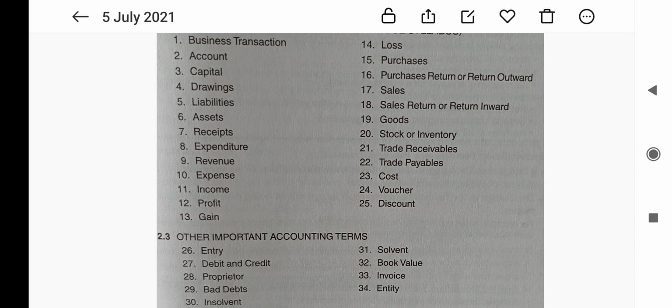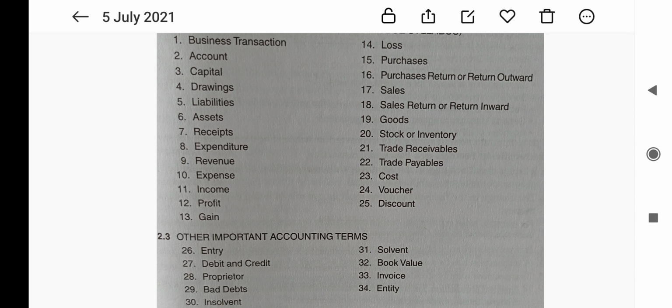Now I will tell you the next term, that is assets. Assets are economic resources of an enterprise which can be expressed in terms of money, like land, building, plant and machinery, furniture, stock, cash and bank balance.